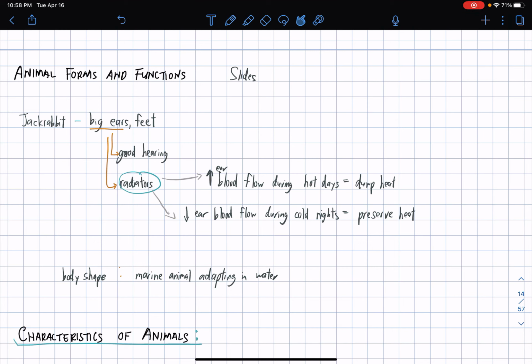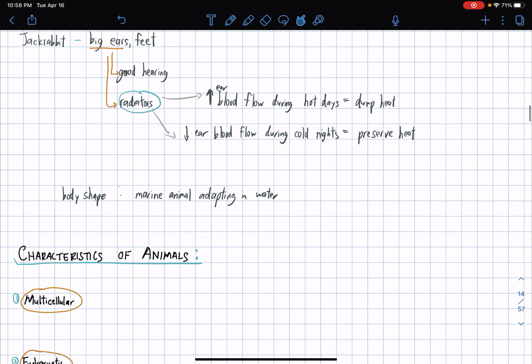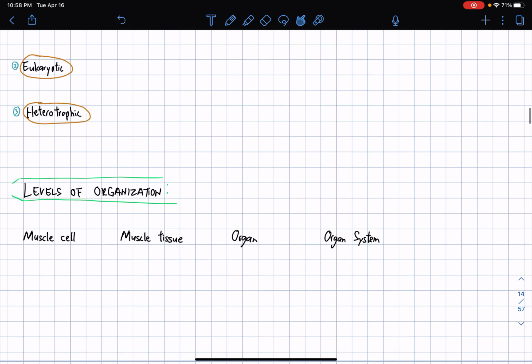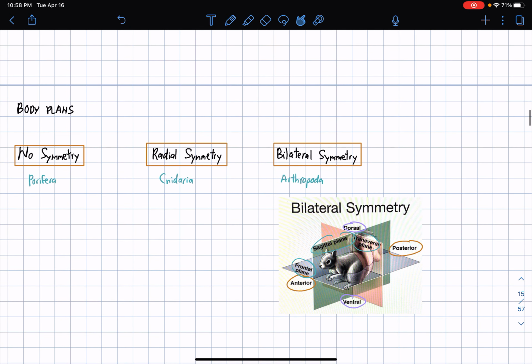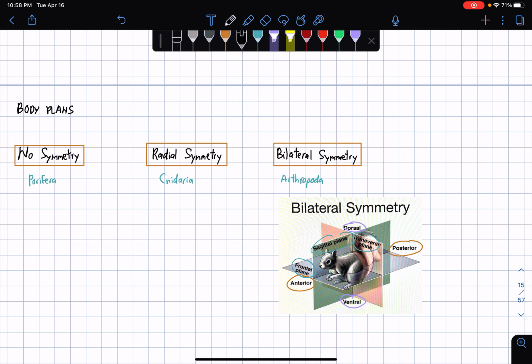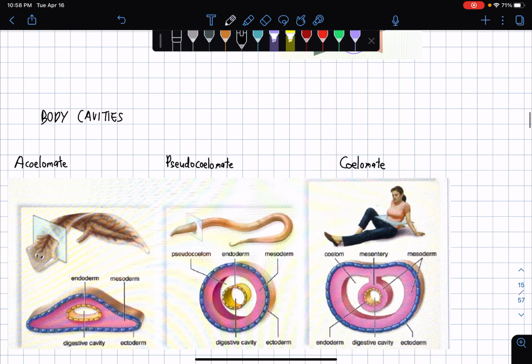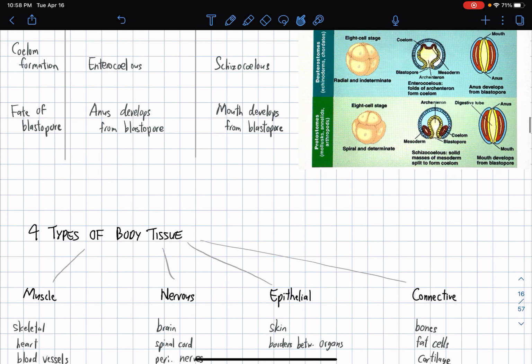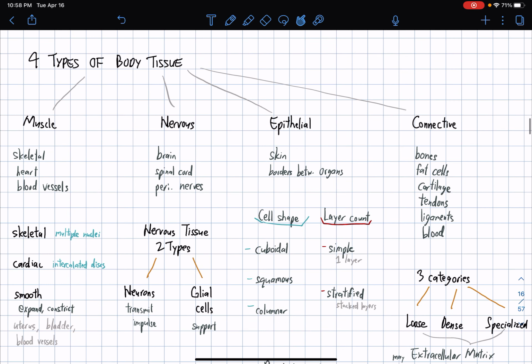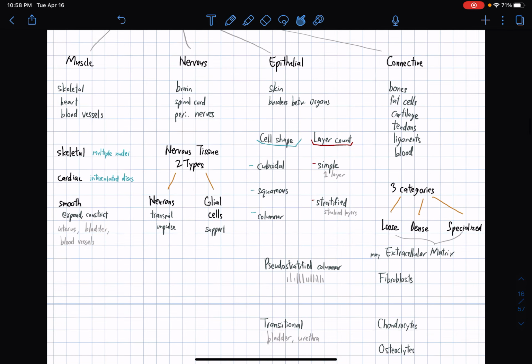In this video, we will be talking about animal forms and functions, as well as the characteristics of animals, levels of organization, body planes. I don't think this is plans. Or is it plans? I don't know. Body cavities, embryonic development, and the 4 types of body tissue.